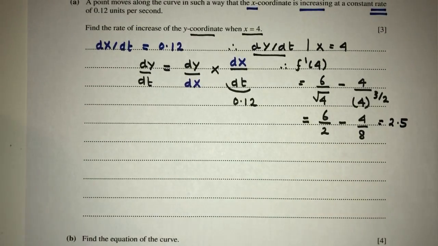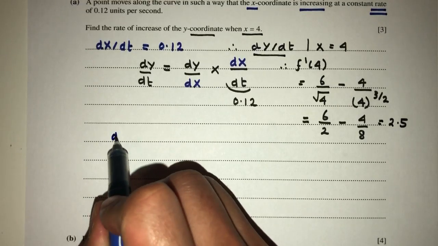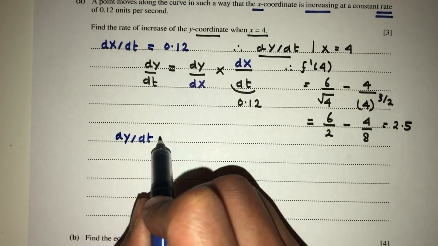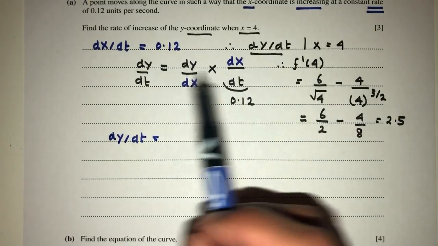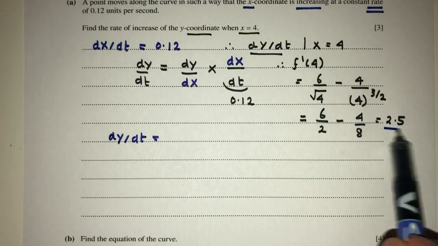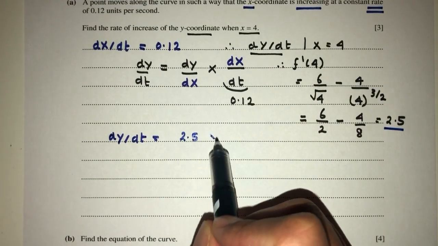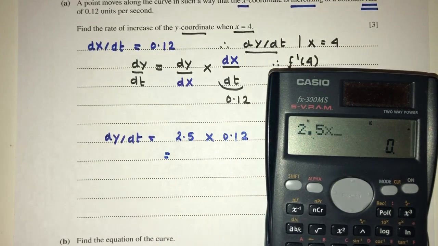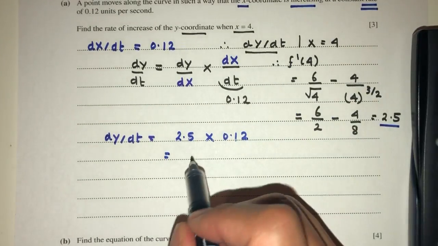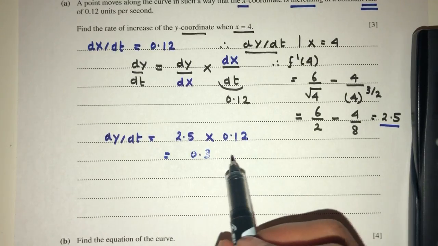Replace back in your main equation, you will have what? dy by dt will be dy by dx at the value of 4, which is 2.5, times 0.12 given to you by your question. That will be 0.3 as your answer.